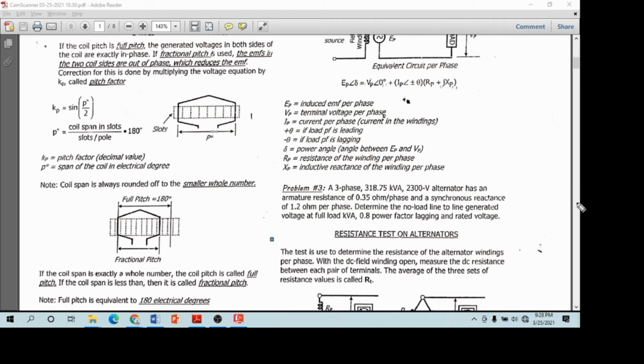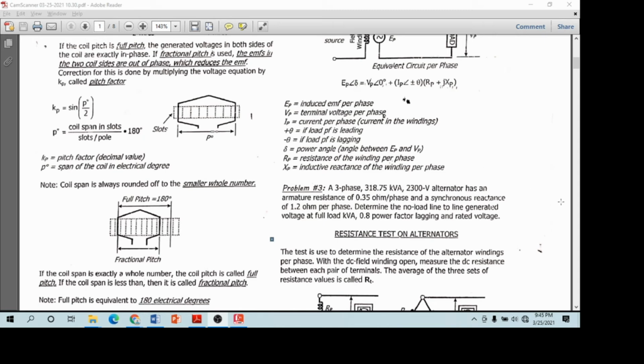Okay? So, to find VL, remember that these given values are at full load, no? Remember that the alternator, once fully loaded, the output voltage of the alternator will decrease by a certain amount. So, like for example, this 2,300.